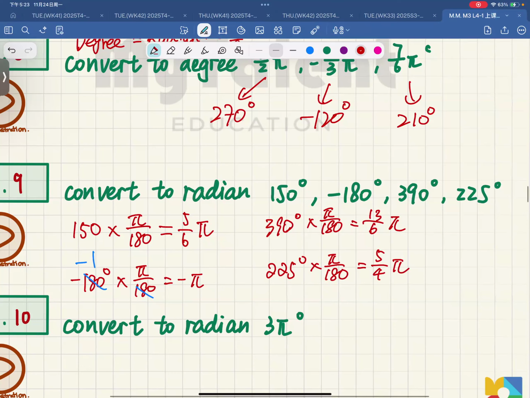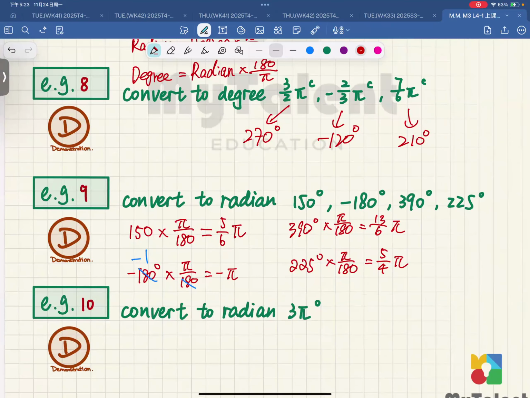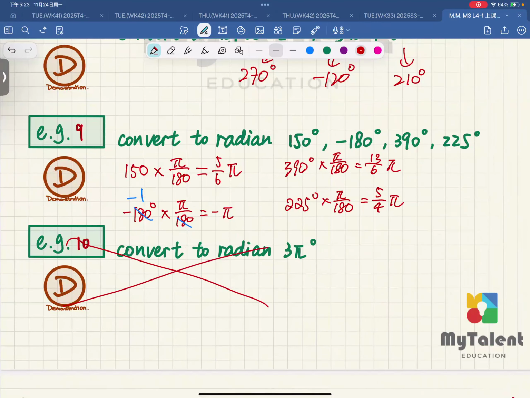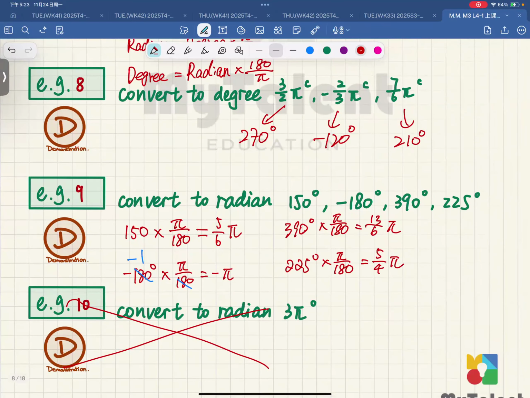Okay, it's just algebra. And don't worry about example 10. I don't think example 10 is a good example. It just makes you confused. So don't worry about example 10. Any questions so far? Sean, you good? Ethan?